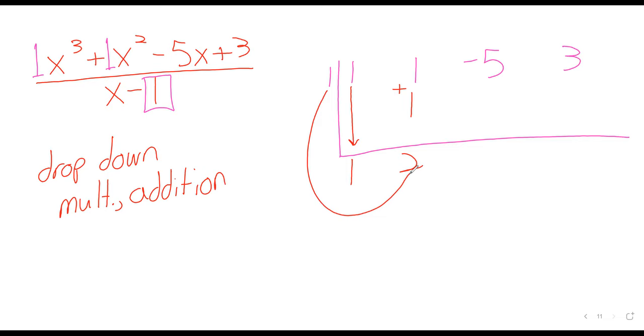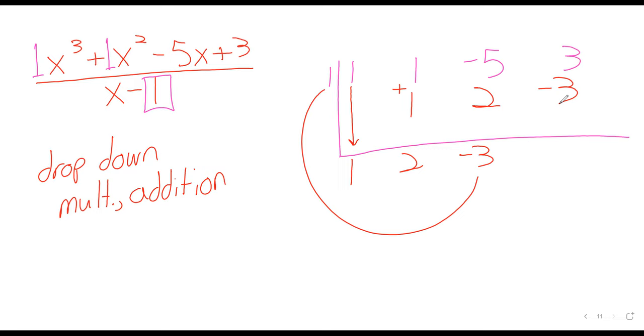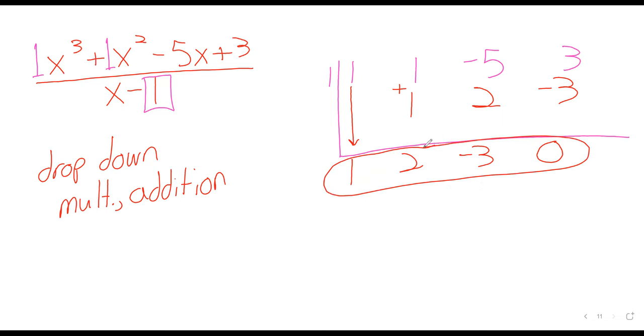these steps. Multiplication. 1 times 2 is 2. Addition. 2 plus negative 5 is negative 3. Multiplication. 1 times negative 3 is negative 3. Addition. Negative 3 and positive 3 is 0. And the chart is now completely filled in, and we've done the division. And it just becomes a matter of, can we interpret what we have done? Can we make sense of that list of numbers?